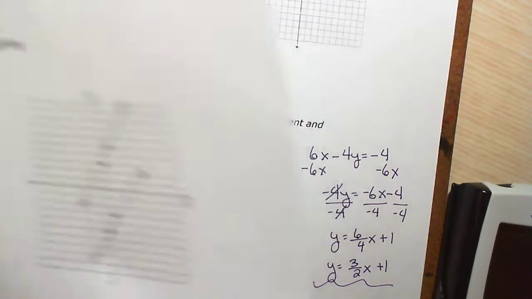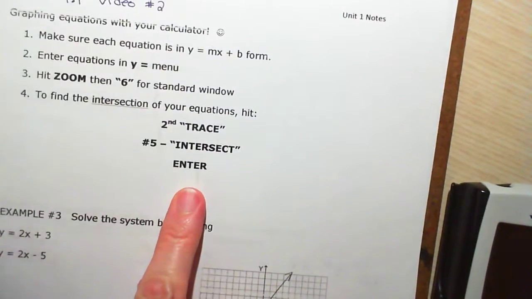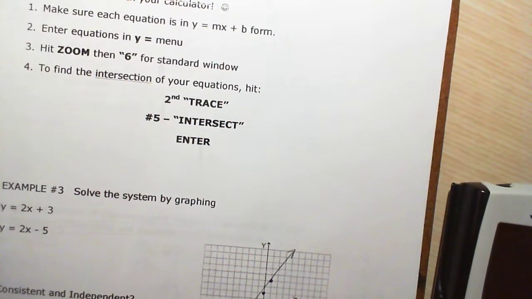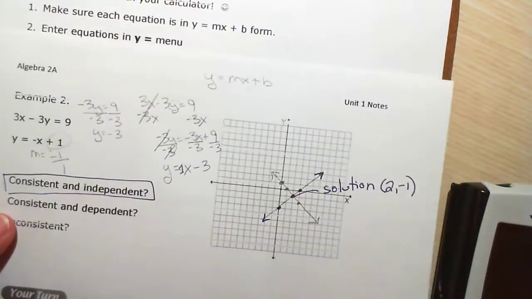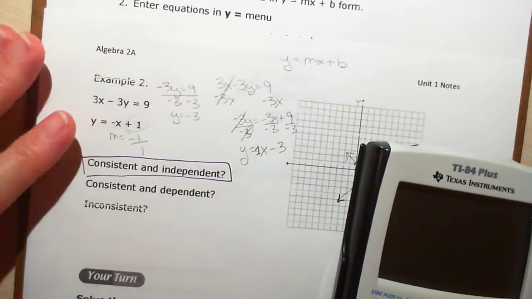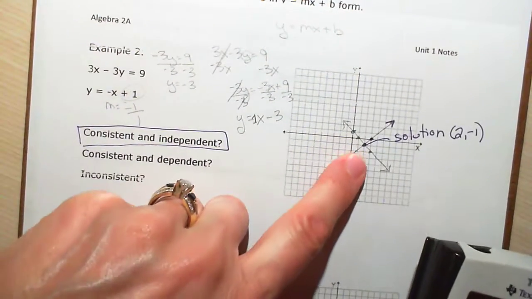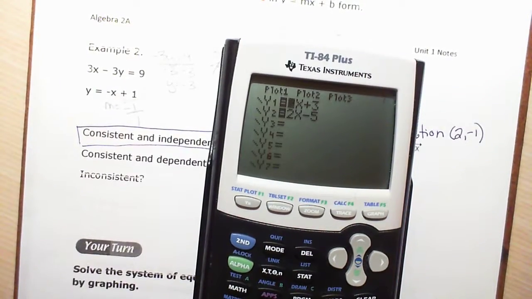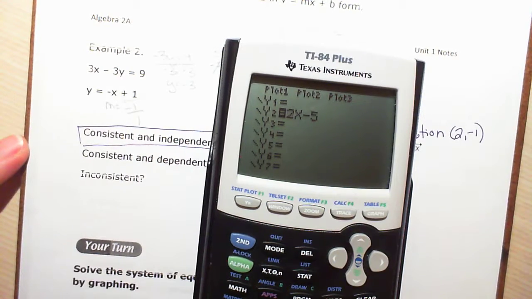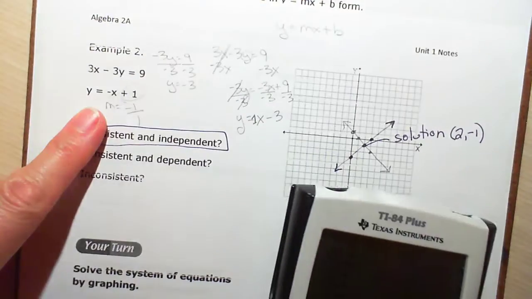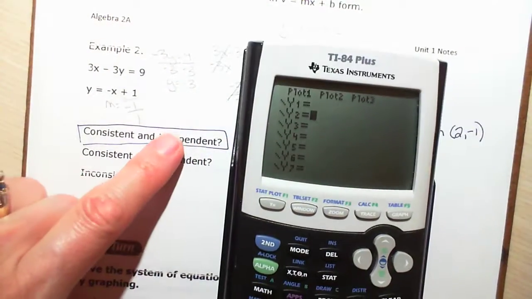All right, I want to show you how to find the intersection point for a line that intersects. So I want you to go back to example 2. And we're going to put these two lines in the calculator. And we know they have an intersection point. We're going to find it on the calculator. So I want to go to my y equals. I want to clear these two lines I had in there. Here's your clear button.